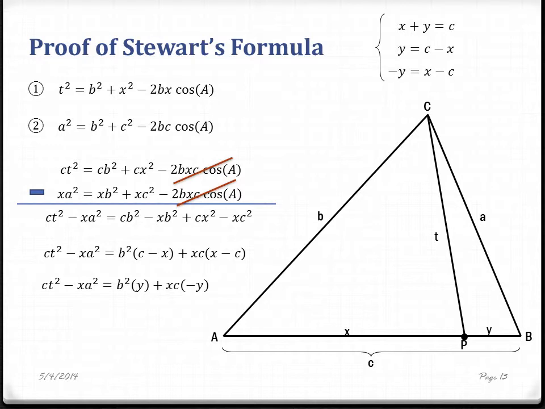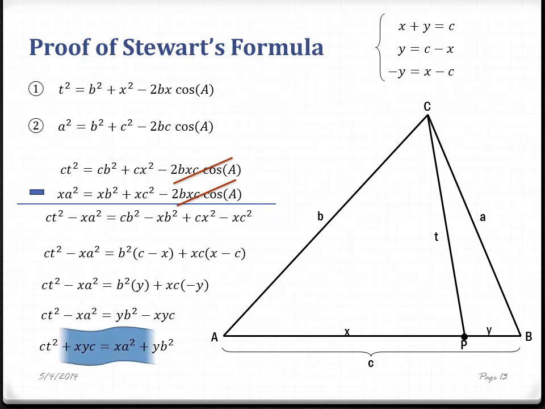ct squared minus xa squared equals b squared times y plus xc times negative y. Then ct squared minus xa squared equals yb squared minus xyc. And rearranging the terms, we see that ct squared plus xyc equals xa squared plus yb squared. The nice thing about Stewart's theorem is that we don't need any information about the angles of a triangle to apply it.